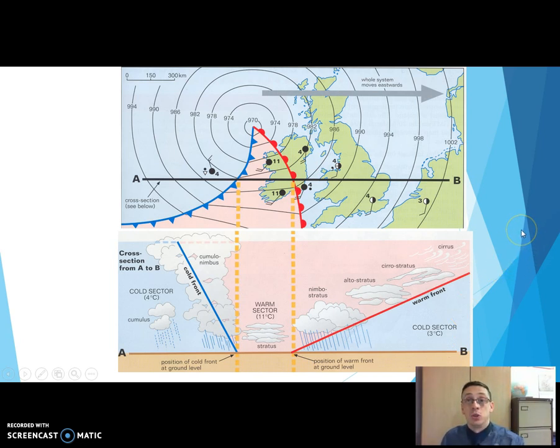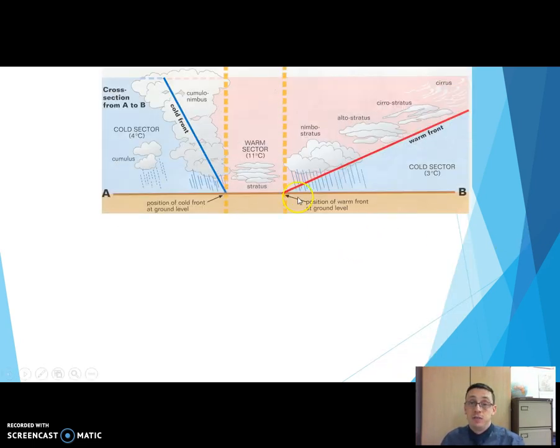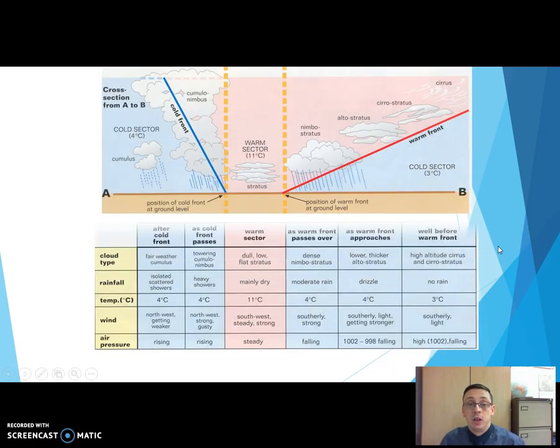Now, there's only one other thing that I want to show you all in this video, and it's this same diagram, but it's a very, very useful table that outlines the different weather conditions that you experience at different areas as a depression moves over you, and it gives you an idea of the types of information that you're going to need to discuss when you're talking about this as an exam question.